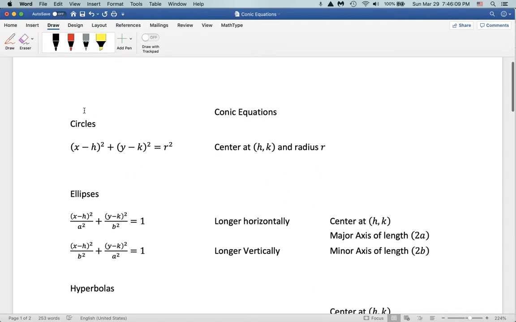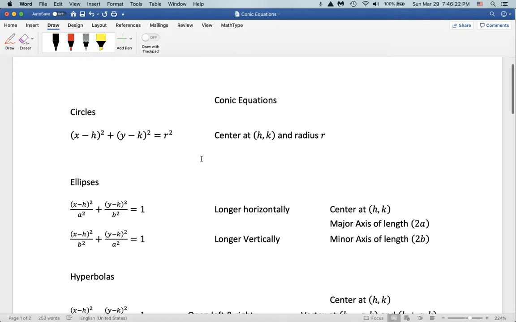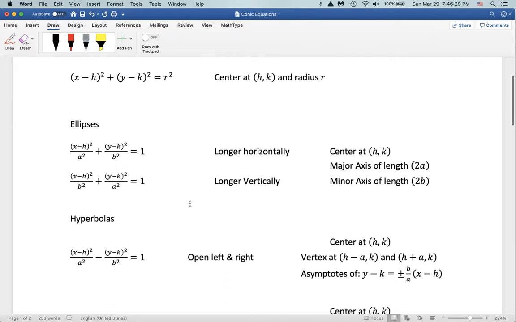We have circles. This is the standard form where we have x minus our horizontal shift squared plus y minus our vertical shift squared equals our radius squared. So again, this would be a circle centered at the point (h, k) and have a radius of r. Then we move on to ellipses.